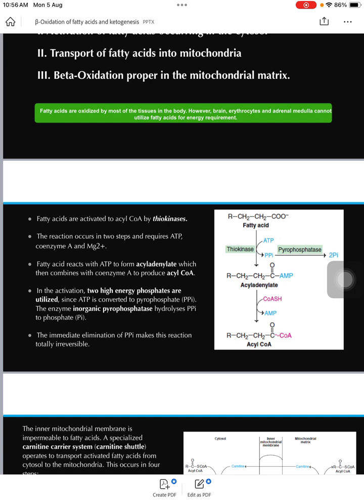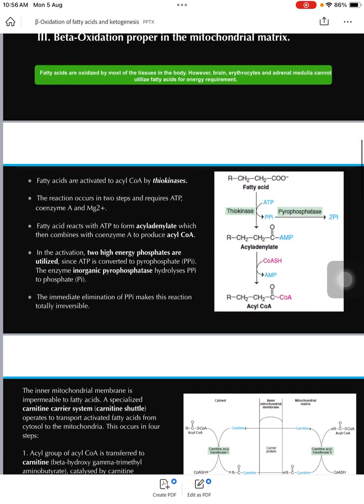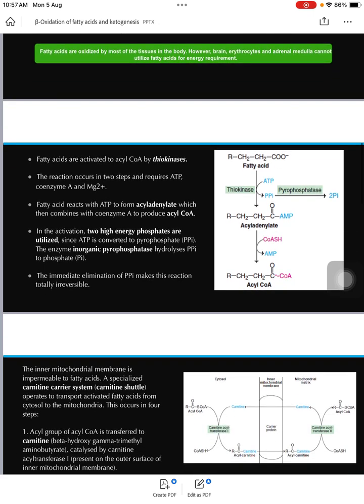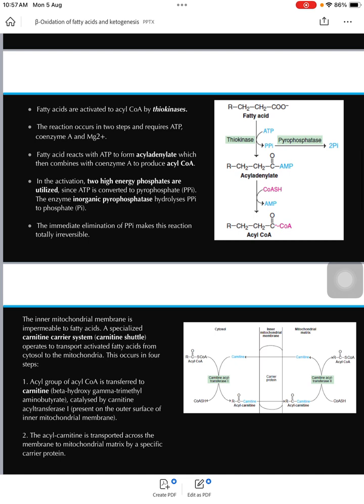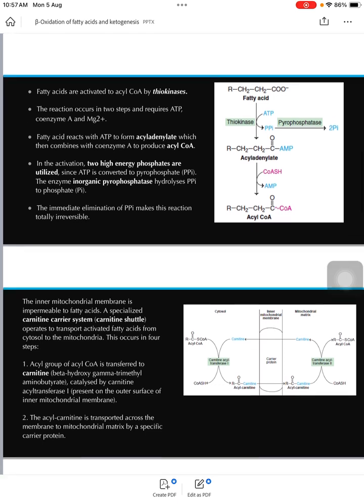First step, the activation of fatty acids. The fatty acids are activated to acyl-CoA by the enzyme thiokinases. The reaction occurs in two steps and requires ATP, coenzyme A and magnesium. Fatty acid reacts with ATP to form acyladenylate, which then combines with the coenzyme A to produce acyl-CoA.